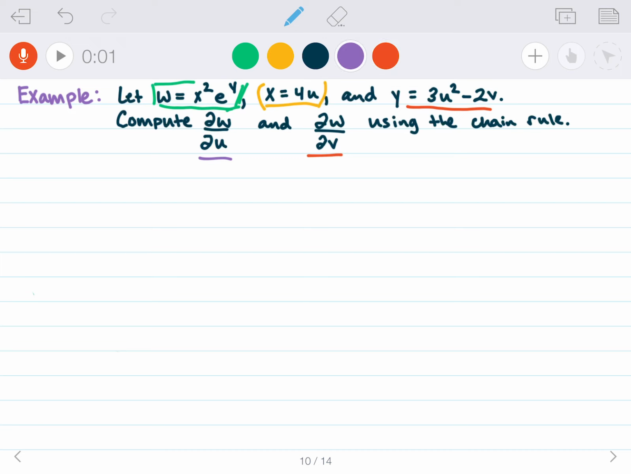Okay, so let me go ahead and list out all of the things that I can find here that I'm going to need. So the derivative of w with respect to x, or the partial derivative of w with respect to x. Then from w I can also find dw dy, partial of w with respect to y, I should say. From the yellow, we can find the derivative of x with respect to u, dx du.